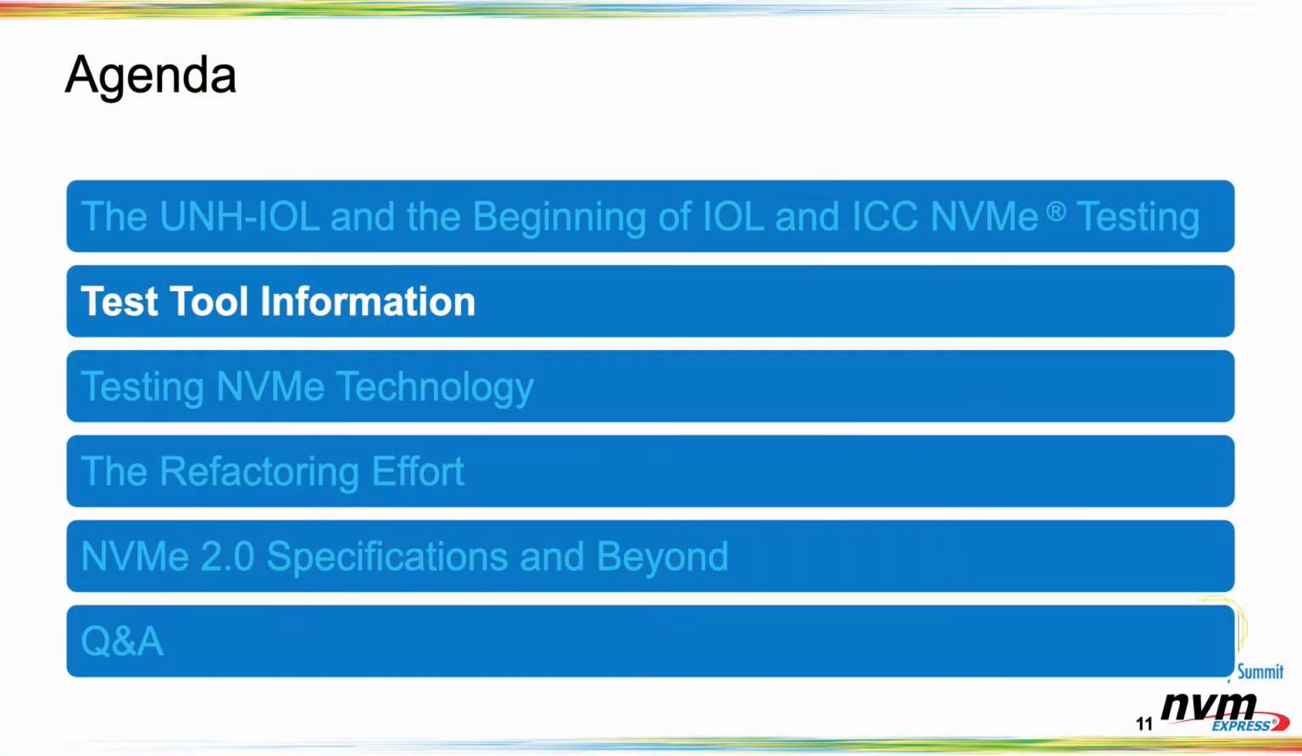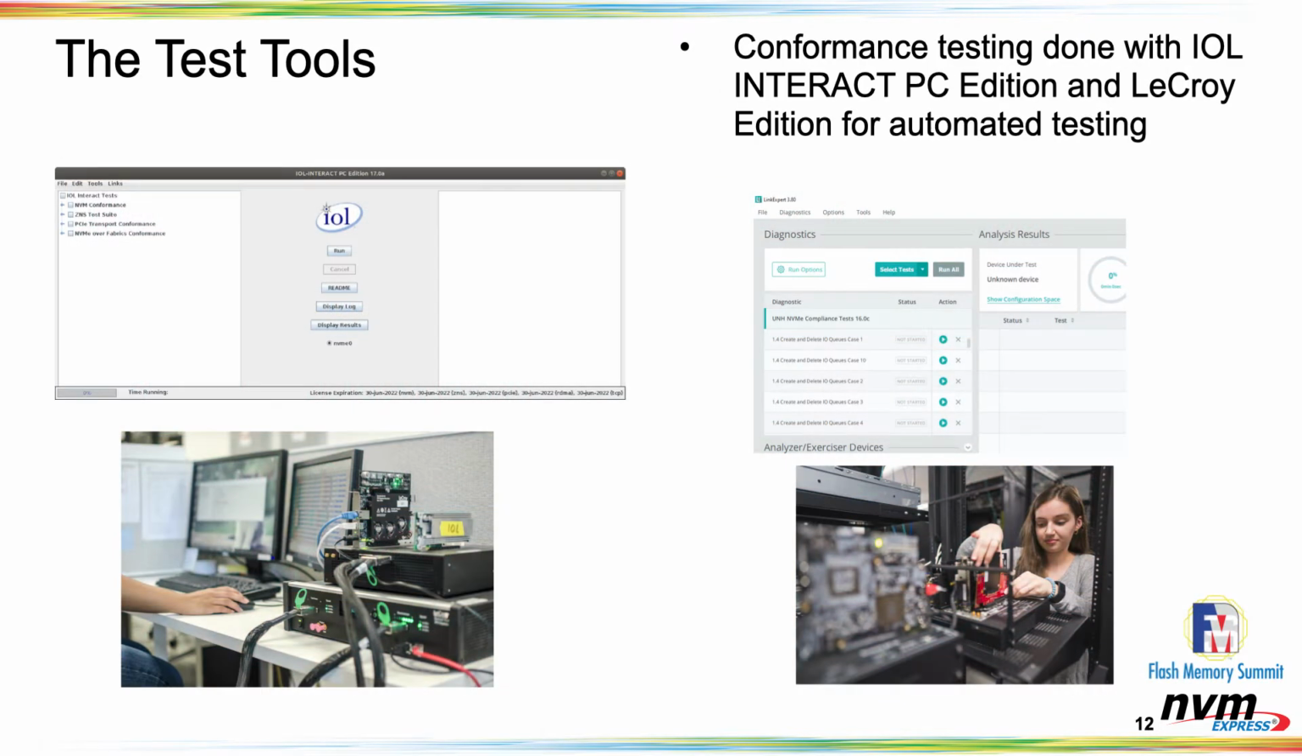All right, so now we've talked about the integrators list and what we're doing there. So now we'll just go over what the actual test tools are that we're using to do this. So there's the conformance and also interoperability testing. Starting off with just conformance testing, this is based on that NVMe conformance test plan that I talked about earlier. So there's two parts to it.